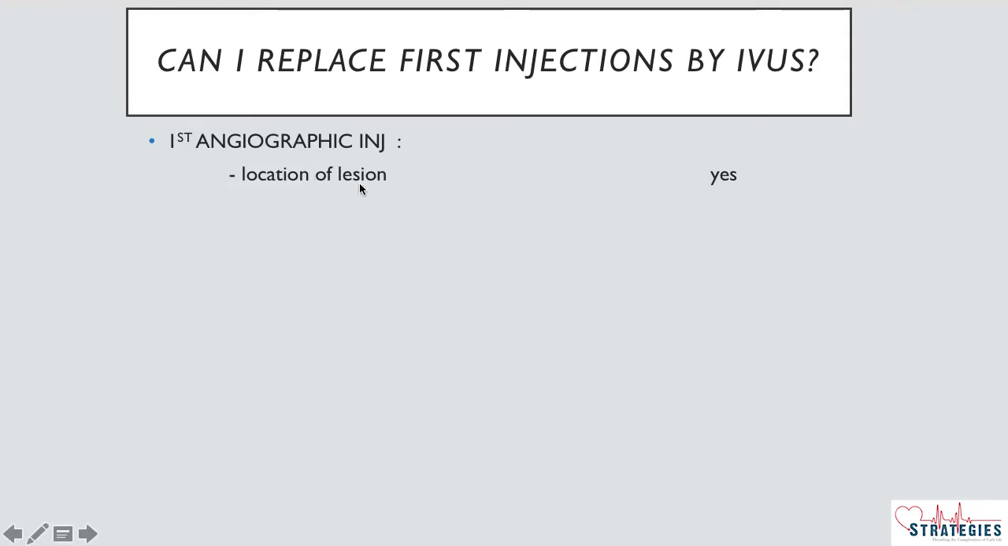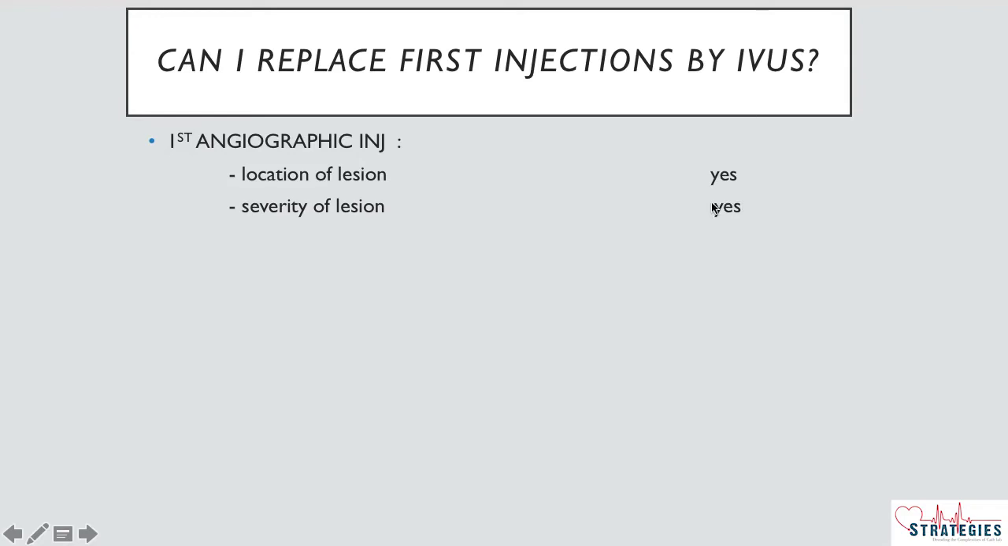Location of the lesion, obviously we can replace. We can mark the location of the lesion with intravascular ultrasound and fluoro, which we can use for stenting purposes. And if there is co-registration of IVUS, that helps you more. And severity of the lesion, yes, we can replace with IVUS, but not completely.